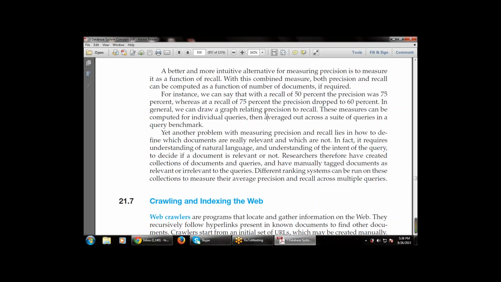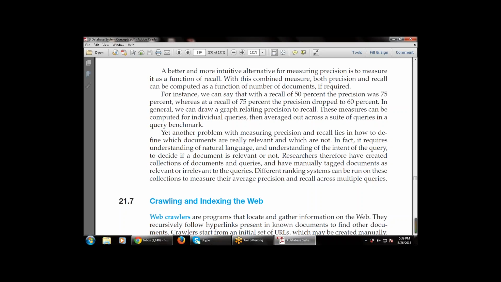Yet another problem with measuring precision and recall lies in how to determine which documents are really relevant and which are not. That is one of the biggest problems: determining which documents are relevant and useful, and which are not.